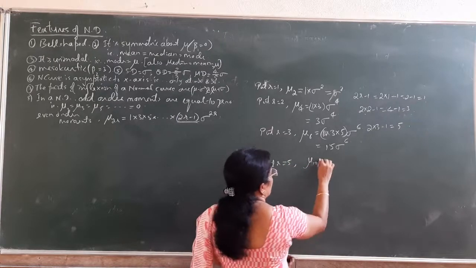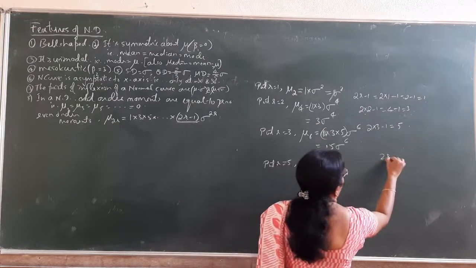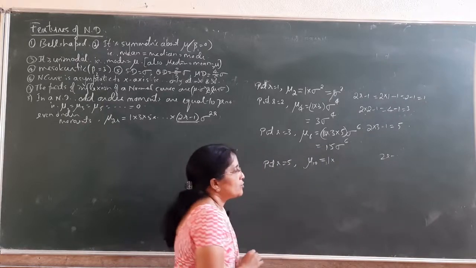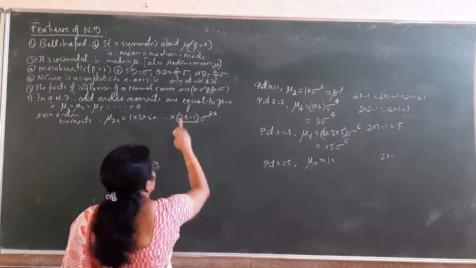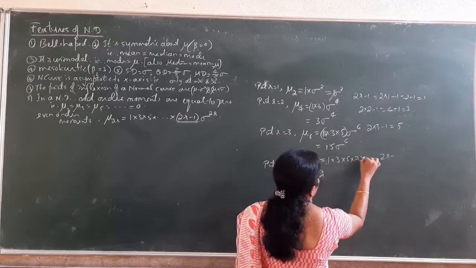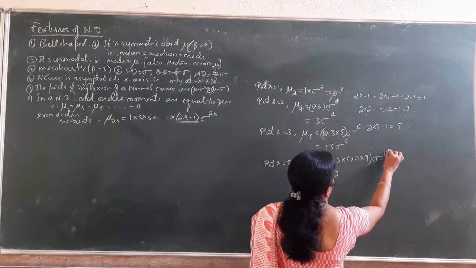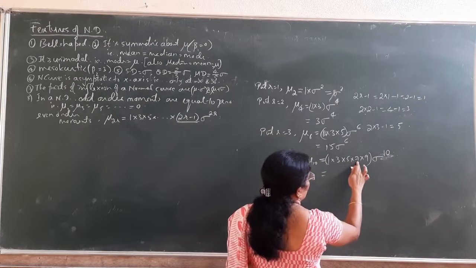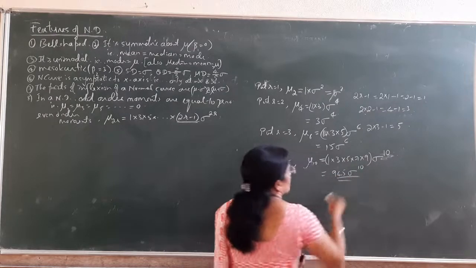So, 2 into 5, 10. Start from 1 into, first find 2r minus 1, that is 2 into 5, 10, 10 minus 1, 9. So, the last factor becomes 9. So, here 1 into 3 into 5 into 7 into 9 into sigma power 2r, 2 into 5, 10. Now, multiply all those: 5, 15 into 7, 105 into 9, 945 into sigma power 10.